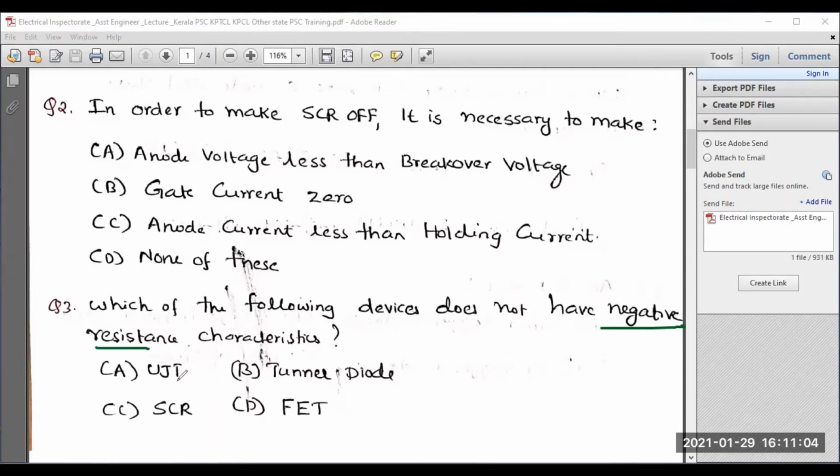Moving on to UJT, unijunction transistor, surely there are negative resistance characteristics. For tunnel diode also there are negative resistance characteristics. SCR also has negative resistance characteristics, but we cannot figure them out directly, so it is difficult to identify the Q point. However, we can say that SCR also shows negative resistance characteristics. But if you look at the FET, it never shows negative resistance characteristics. So the right answer for this question is FET, field effect transistor.